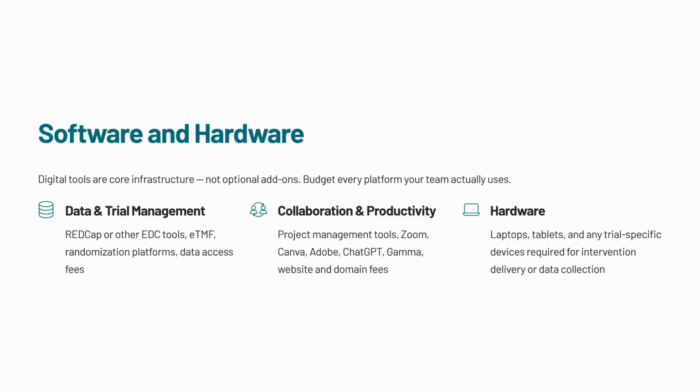Digital tools are core trial infrastructure. The budget should include the systems your team will use to manage data, documents, communication, and trial operations. That may include REDCap or another data capture system, an electronic trial master file, randomization platforms, data access fees, project management tools, Zoom, Adobe, Canva, ChatGPT, Gamma, websites, and domain fees. The budget should also include hardware needed, like laptops, tablets, or trial-specific devices needed for data collection or intervention delivery.